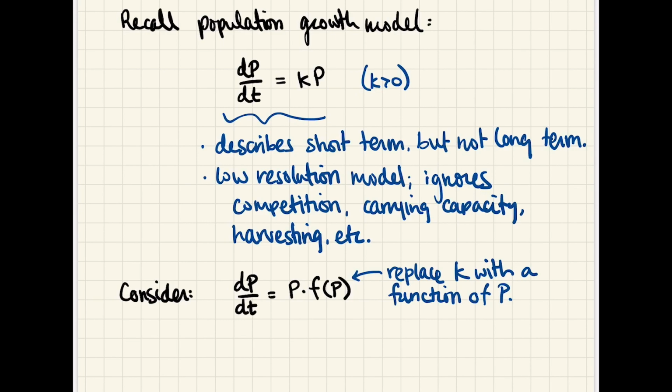The idea here is that for instance, with a large population, you might have a small f of p value, and therefore the constant of proportionality, which is no longer constant, would be small when the population is large. So a large population might not be growing as much because there's more competition, more starvation, or whatnot. And when p is a small number, so a low population, then f of p would represent a larger figure, meaning that a smaller population might grow very quickly, representing the idea that a smaller population doesn't have any competition.